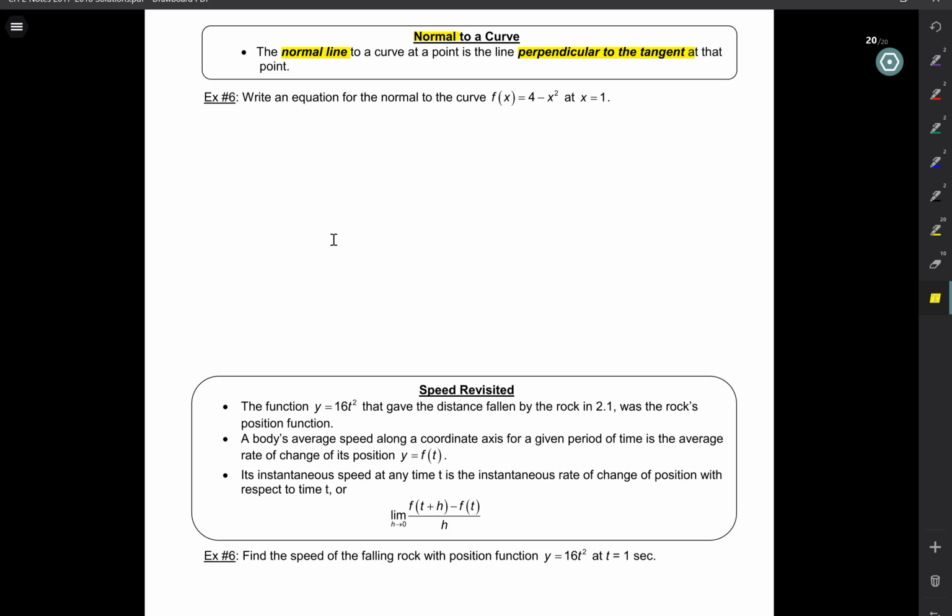So here, we're going to have to write an equation for the normal line to this function at x equals 1. If we want the equation of the normal line, and I just said that the normal line is perpendicular to the tangent line, well, first I need to figure out what the tangent line is, and then it's just a matter of swapping slopes. So let's first find the equation of the tangent line.